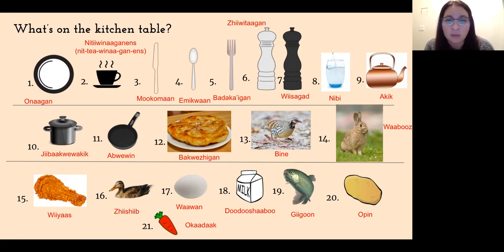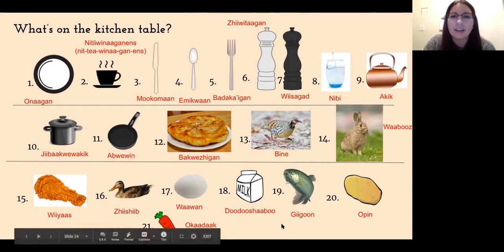Four is spoon, emikwan, emikwan. Five is a fork, badakaigan. It's got the glottal stop, so you want to say badakaigan, badakaigan. All right. Six is salt.